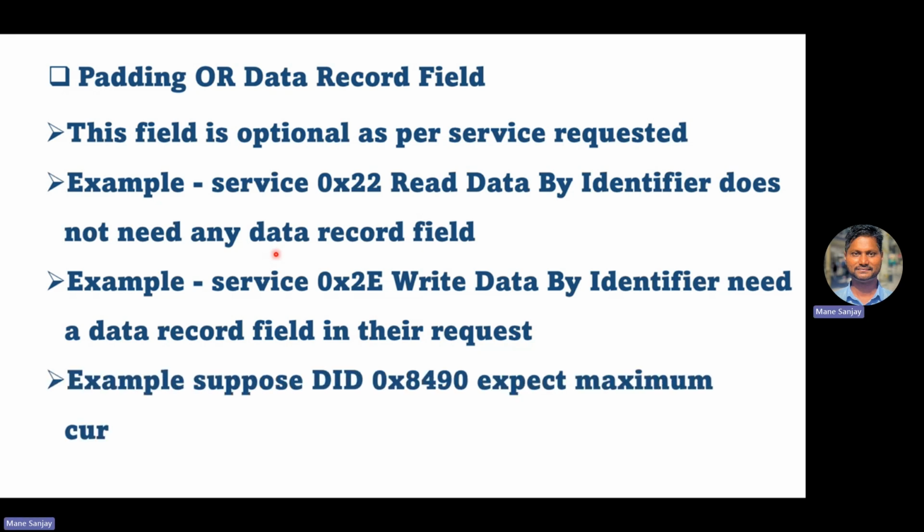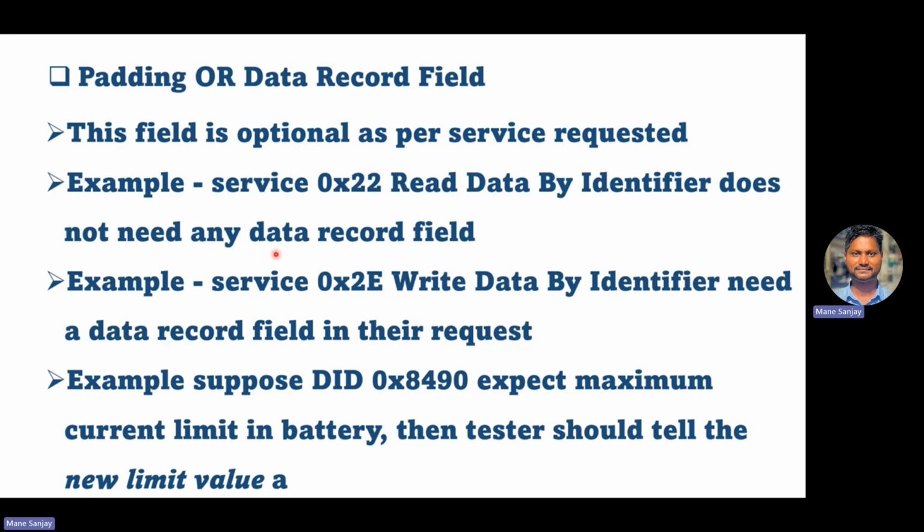For example, suppose a DID expects the minimum current limits from the battery side. You are setting up the minimum current limits with the help of the tester into the battery, in the BMS. Then definitely the tester should tell what the new limit is, right? So it should write that value as well. It is not just reading the value, it is modifying the current value in the ECU. That means it is feeding the data in terms of the record field. It is feeding that data into the frame, telling the ECU that I need a new value, I need to modify that limit, right? So this field is called the padding or the data record field.